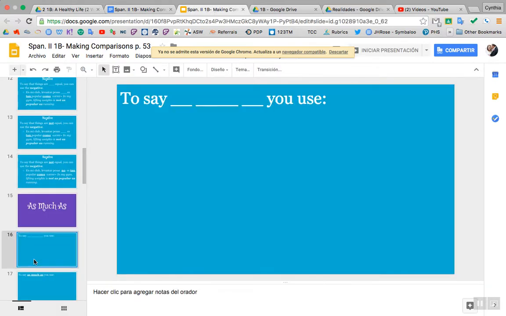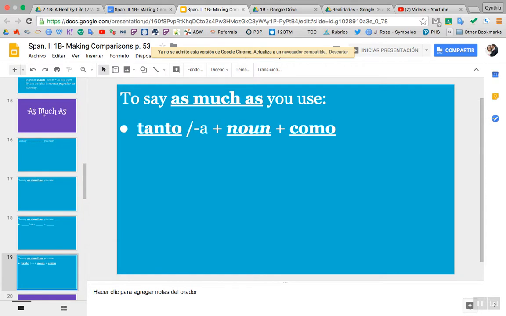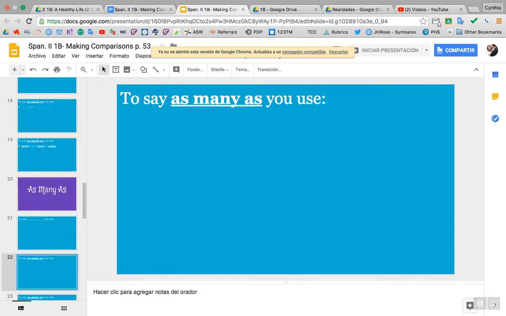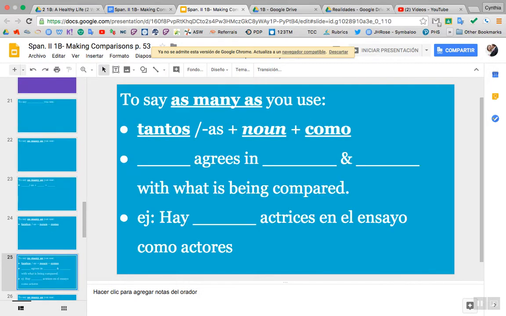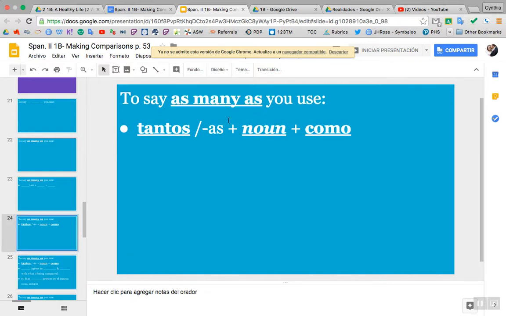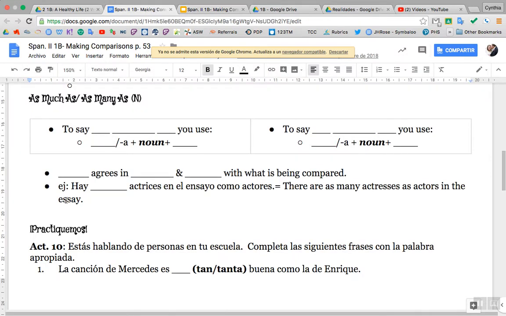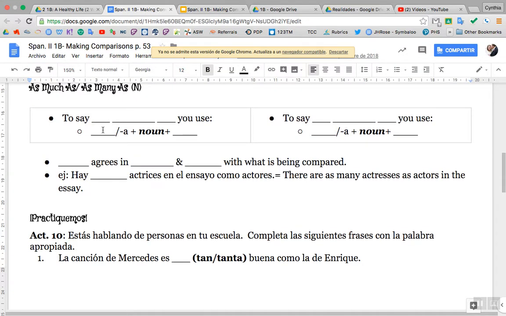So, we go here. We can use tanto or tanta plus a noun plus como. We can also say tantos or tantas plus the noun plus como. So, back that up for a second. Tantos, tantas with an OS and AS, or also tanto with just an O, or tanta with just an A. So that's what you need to fill in your blank right here. You can use tanto plus como, the A is already there, or tantos, you need to add an S, tantas, add an S, plus como. And that's for as much as or as many as.